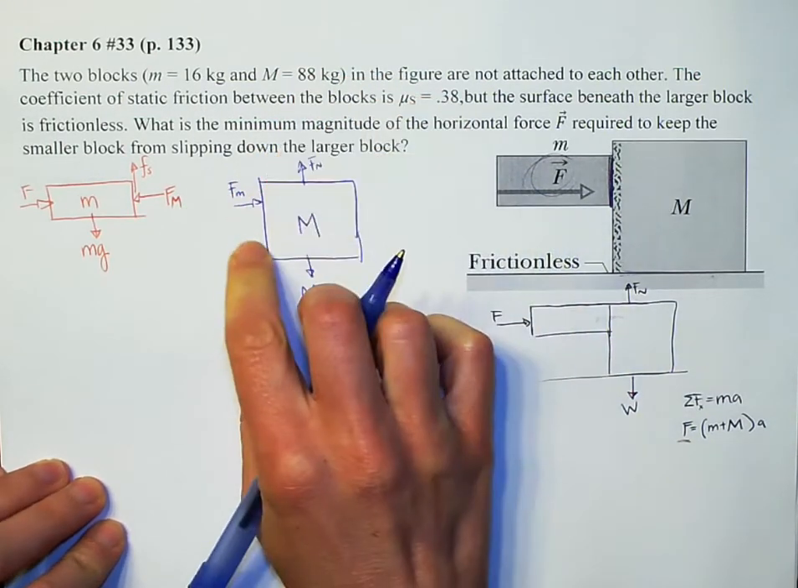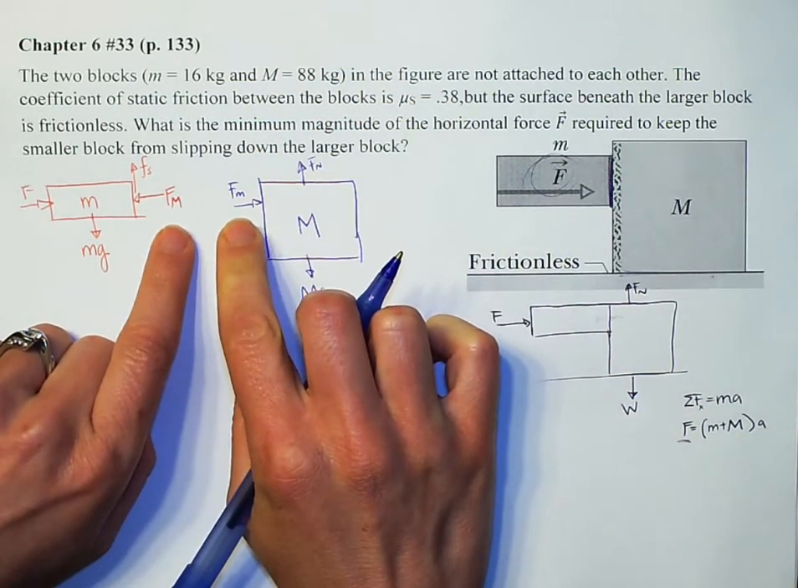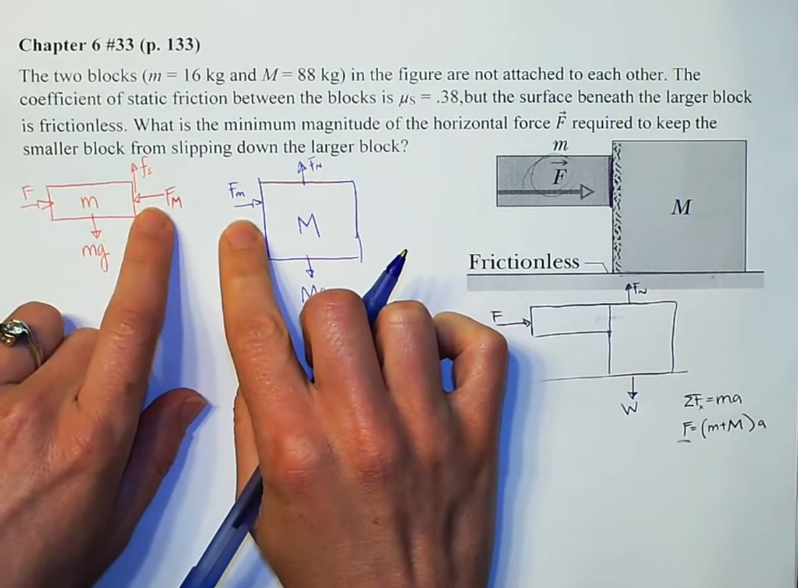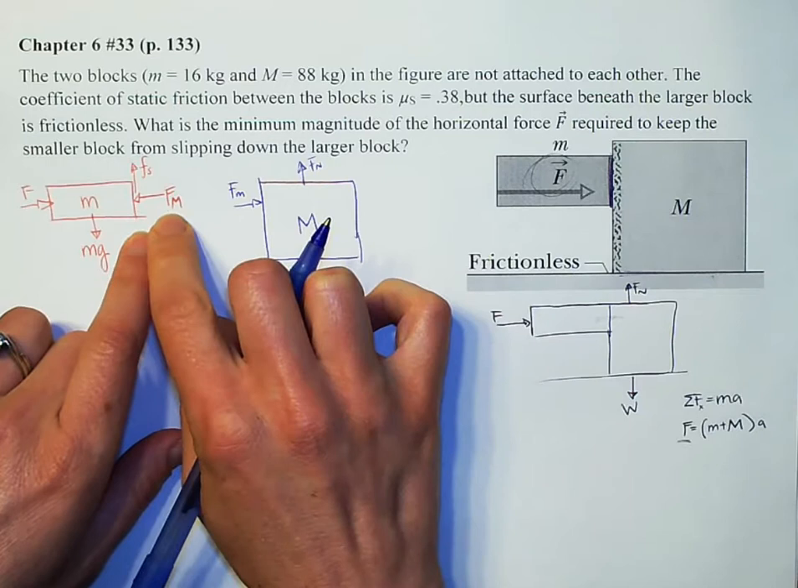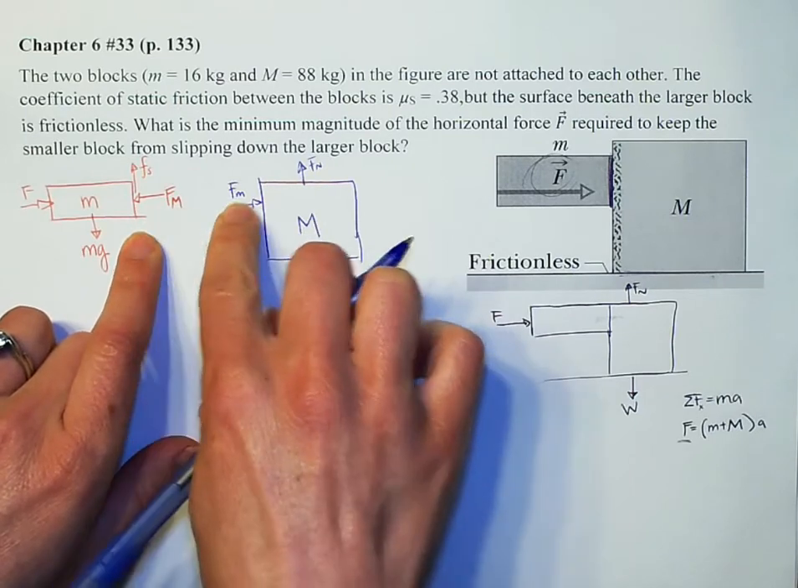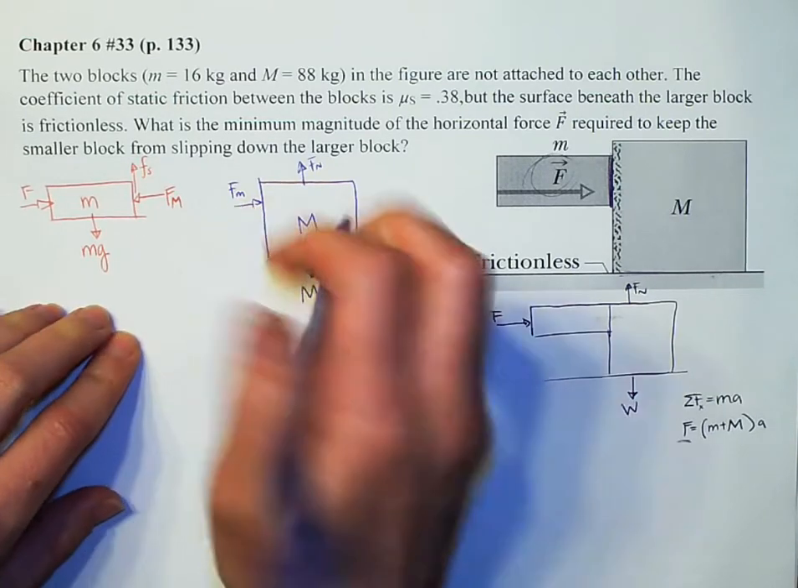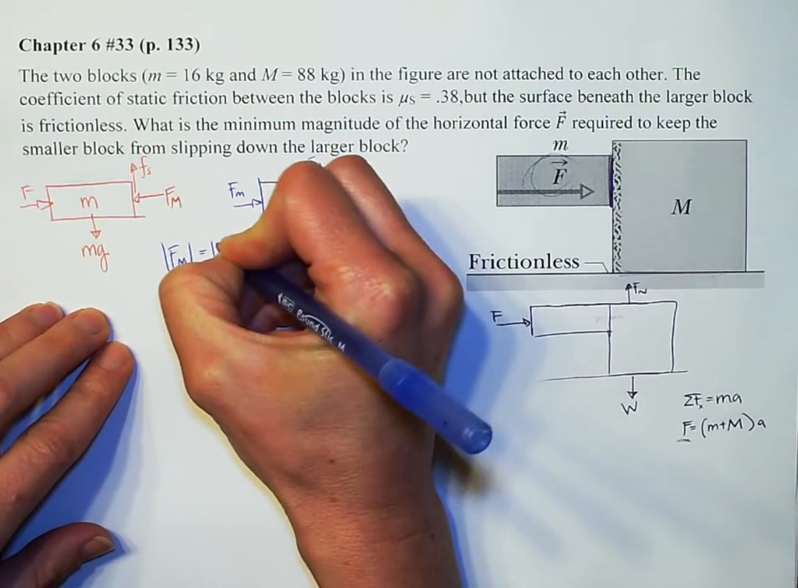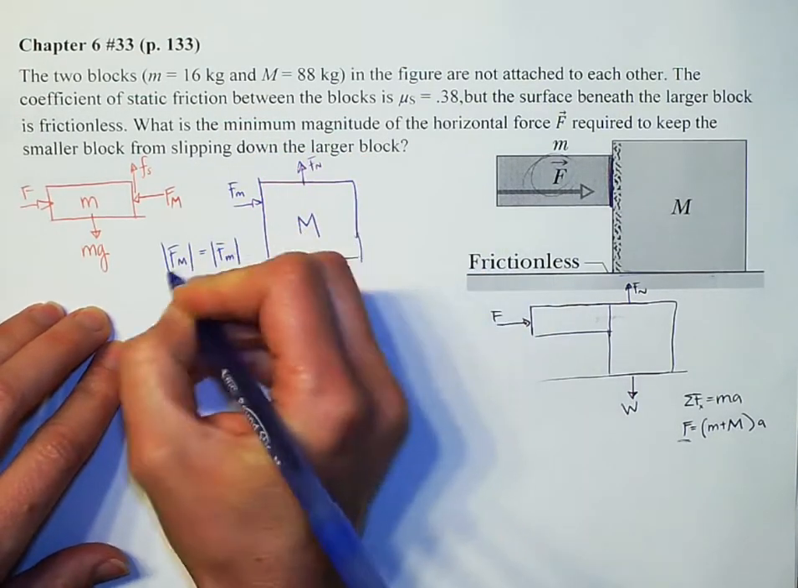Fn, force from little m. And what you might notice here is that these are our internal forces. And so the magnitude of F big M is the same as F little m. So I'll write that right here. Fm equals Fn, which is going to be important later.